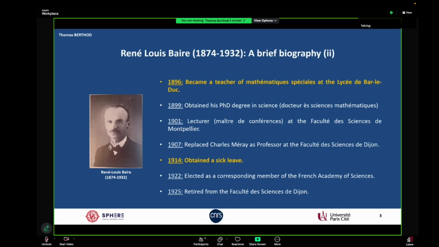And after 1914, we have no work of Baire in mathematics. Just one note about the origin of one of his concepts, the concept of semi-continuity, but except this note, we have nothing new. And he was elected as a corresponding member of the French Academy of Science in 1922, especially thanks to the help of Émile Borel, who defended this promotion for him.